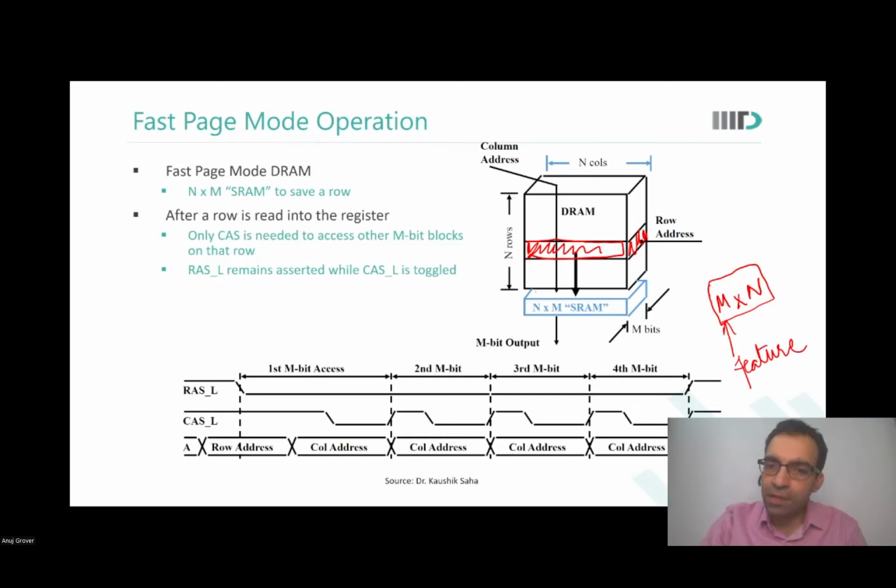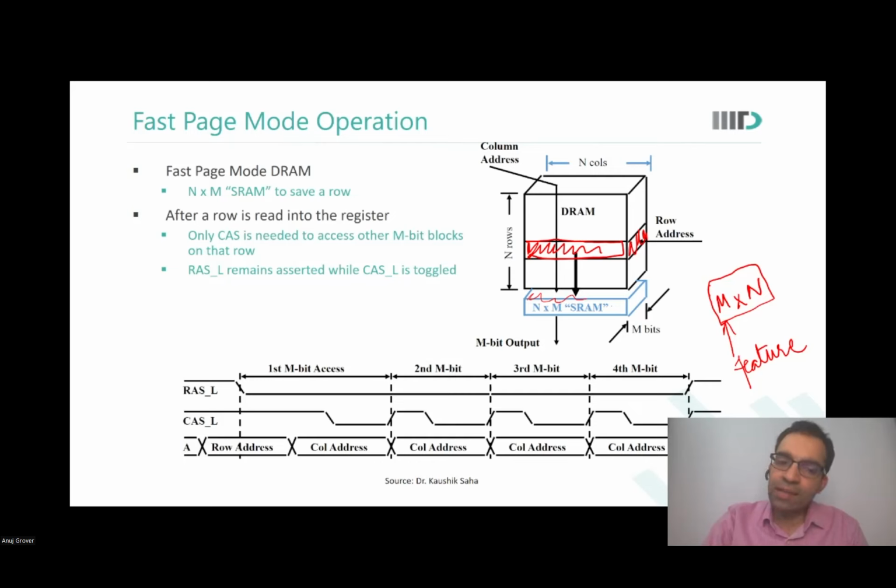And that can be made available to me in terms of sense amplifier latches or whichever way you want to look at it. I've written the term N cross M SRAM, because we're talking about latches. These latches could be sense amplifier latches, or I could just put additional latches there somewhere, so that I have M cross N bits of data available with me in the output plane.